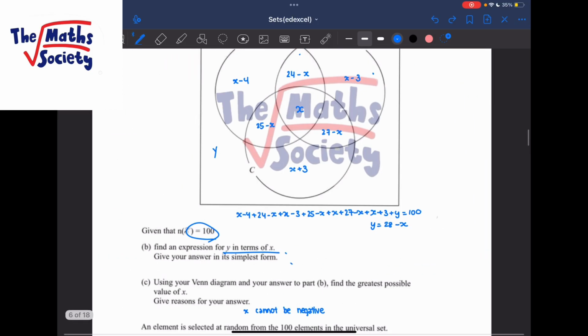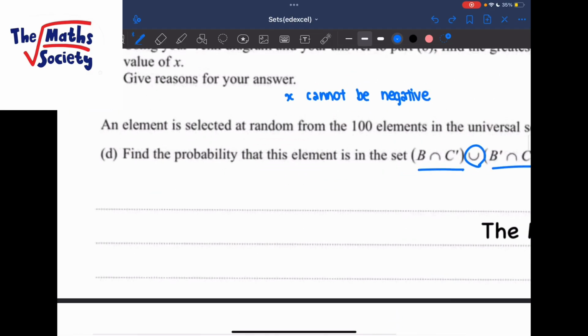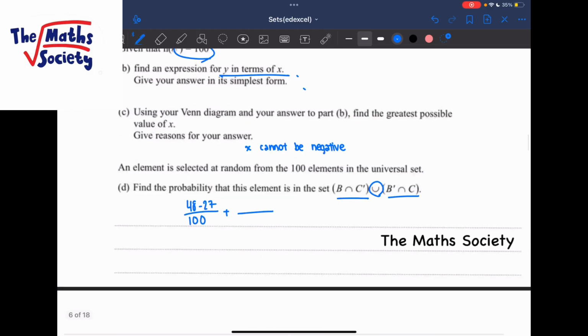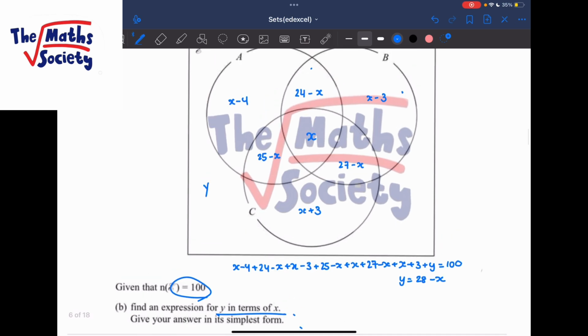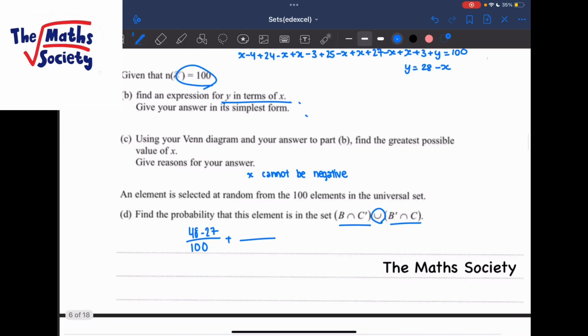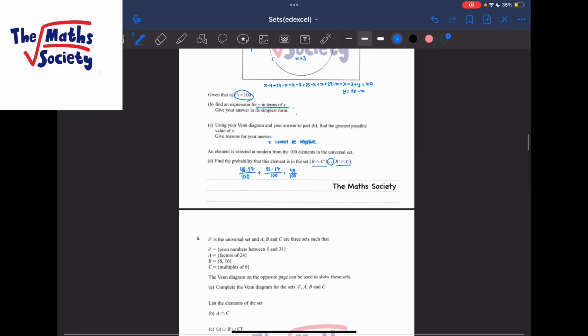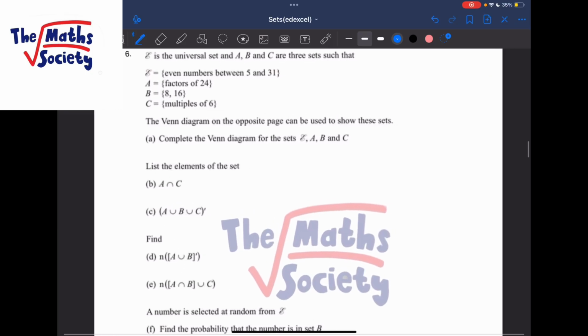So it means we're going to write it down first. If we calculate it, it's going to be 48 minus 27 over 100, because we know that the total is 100, plus the one which is the union, so you can add it. So B prime intersects C will be plus 55 minus 27 over 100, which will give you an answer of 49 over 100. And that's the probability. And then you can go to number 6.